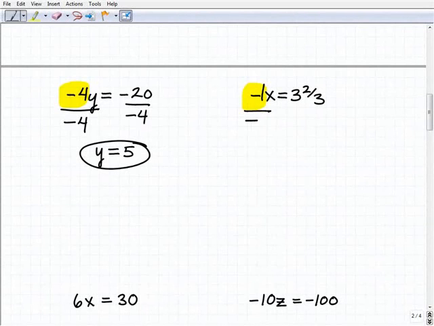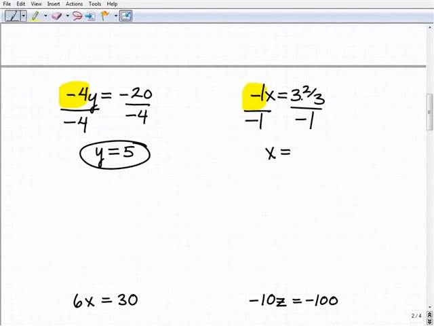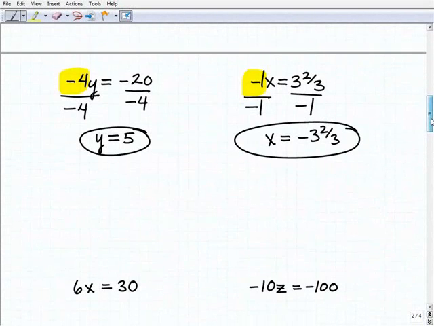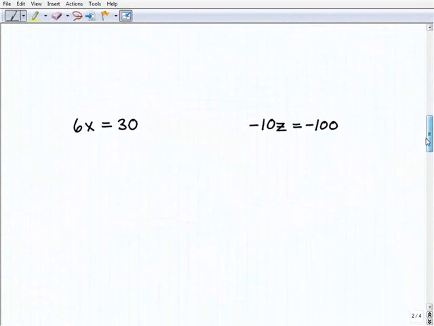I'm going to divide both sides of the equation by negative 1. Okay, I need to have x by itself, a positive x, not a negative x. So if I do this, I'll get that positive x. So negative 1x divided by negative 1 is a positive x, and then 3 2/3 divided by negative 1 is negative 3 2/3. Okay, so let's move on to our next two problems.